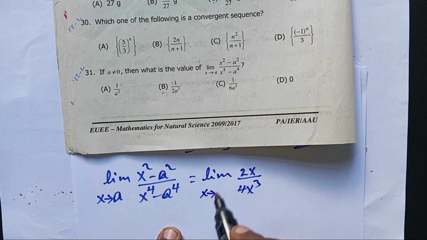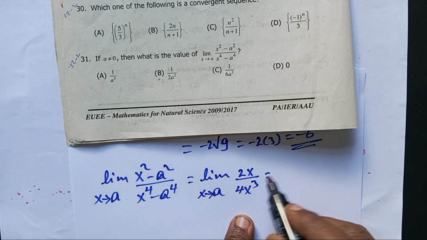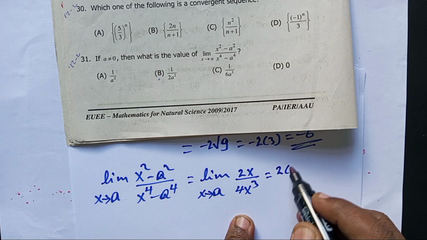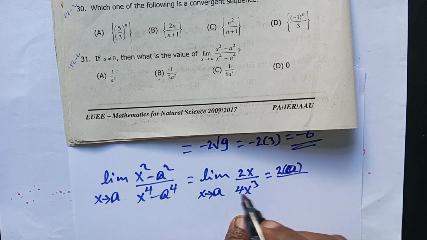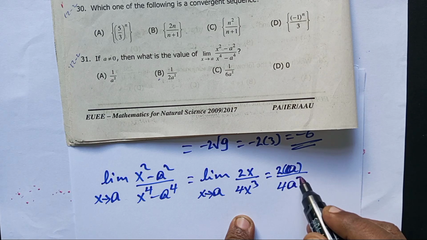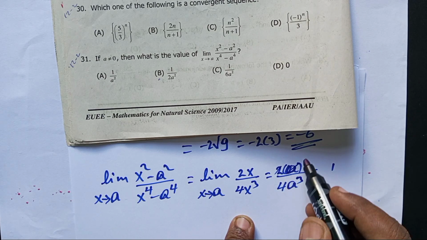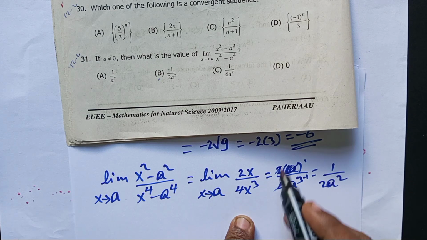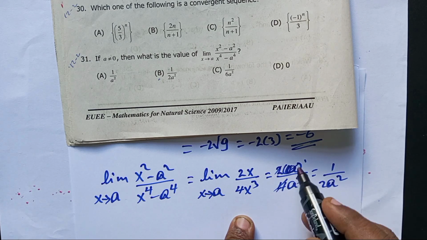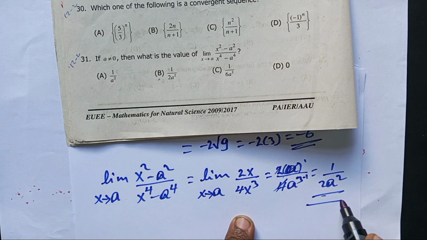Then, as x approaches a, easily substitute a in place of x. So it is equal to 2a over 4a cubed. Then 2 over 4 gives 1 over 2, and a cancels with a cubed, leaving a squared. So the answer is 1 over 2a squared.